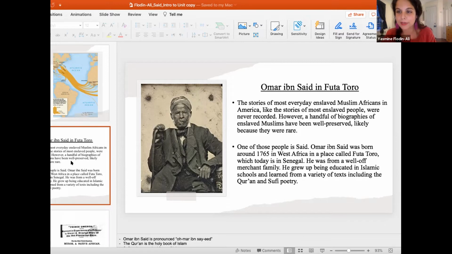Students will have had a pre-activity to familiarize them with some basic tenets of Islam because it's pertinent to this unit. But the Quran is the holy book of Islam, much like the Bible for Christians, or the Hebrew Bible or the Torah, the Tanakh for Jews. And Sufi is a mystical version of Islam that often involves a lot of poetic practice.